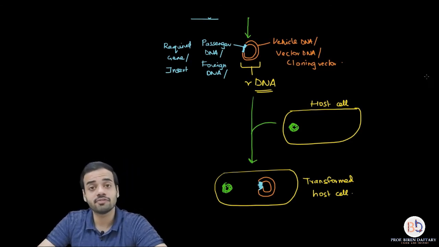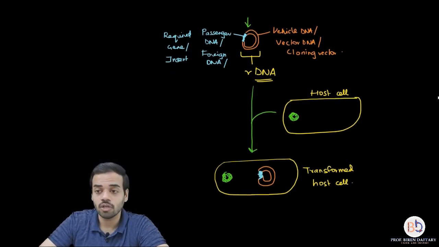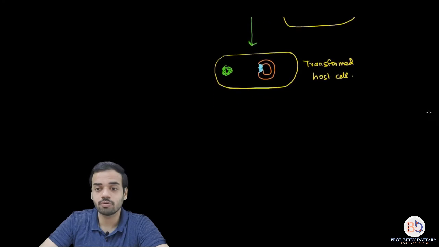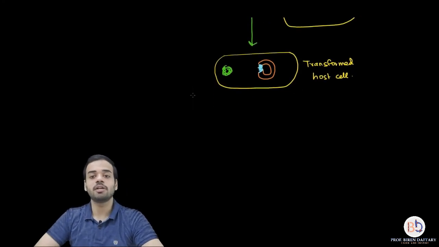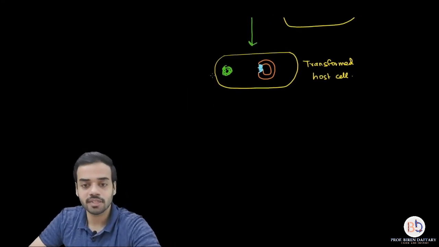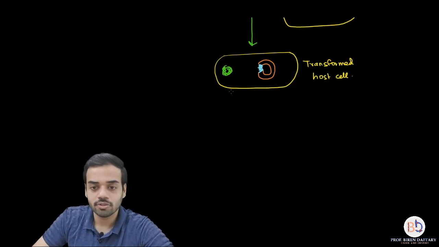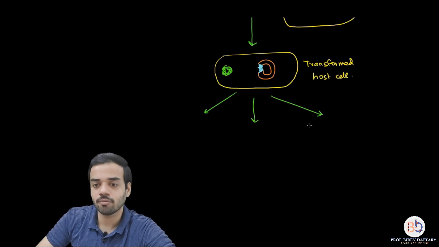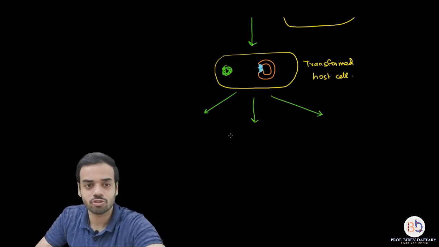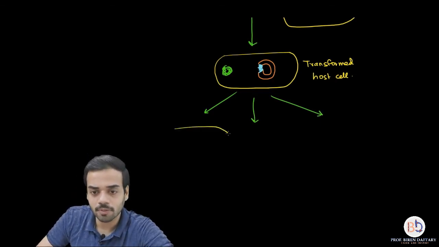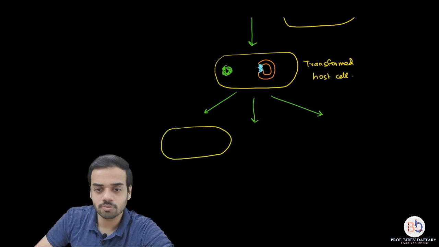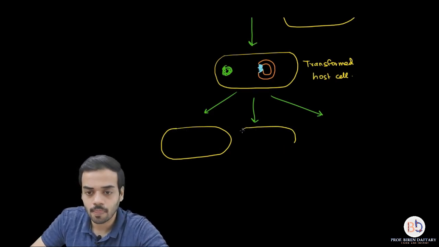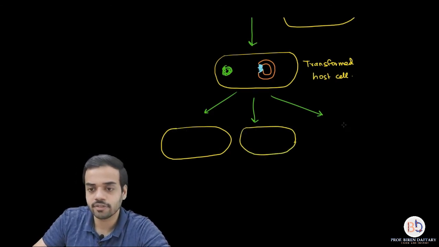Then the next 5th step is multiplication. So now what will be the next step? You have to take this transformed host cell and you have to multiply it. So that multiplication you can show in this manner. You can show that from one bacterium many bacteria have been formed. I'm just showing 3 different examples because I don't have much space or time over here. So I'm just showing these 3 bacteria which have been formed.